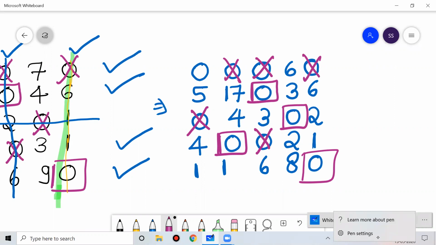Now if you notice, 1 0 is only left. That 0 is there here. So now it means you got the allocation. Now this is your final answer.